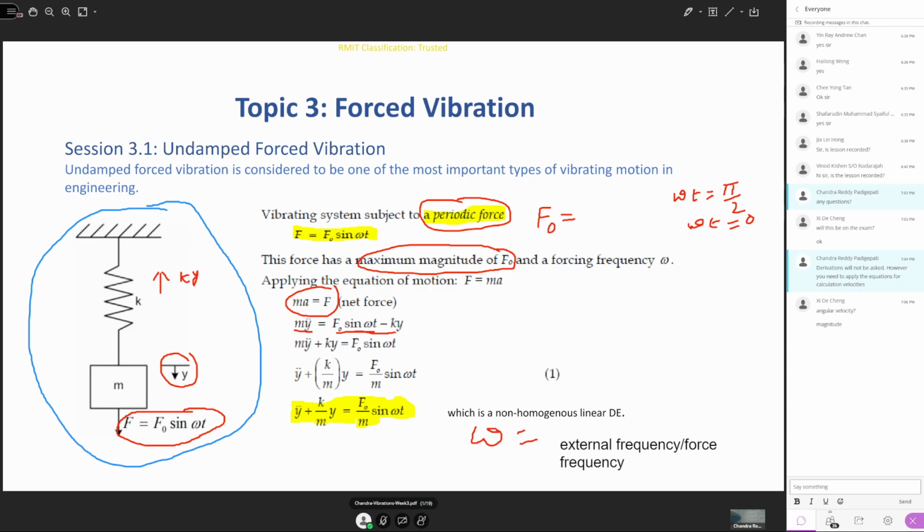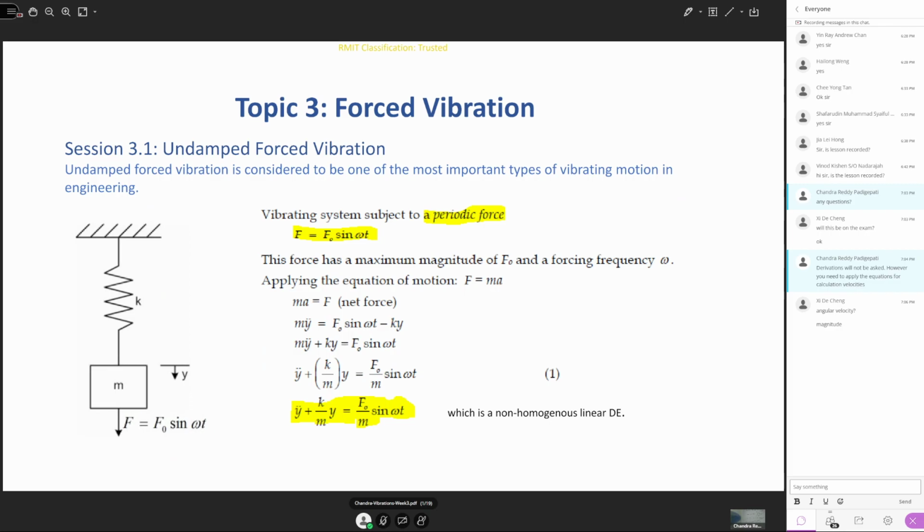So now we can rearrange the terms. Bring the ky to the other side. So this is the equation of motion. Now you can divide each term by m, so this equation can be modified like this.